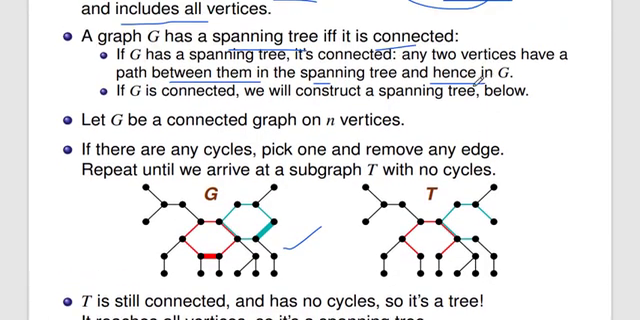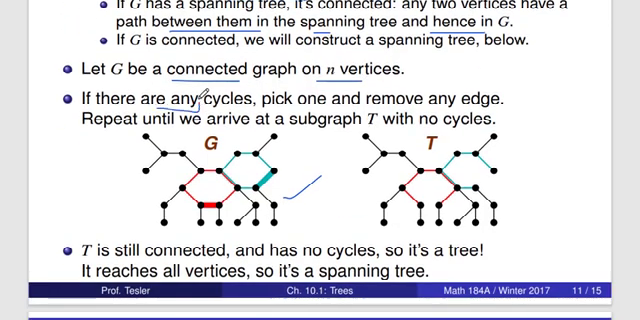Let's assume G is a connected graph of n vertices. If there is any cycle, here we have two cycles, red and blue, pick one and remove any edge. Pick one cycle and remove any edge. Repeat until we arrive at a subgraph T with no cycle. We have to transform this graph into a subgraph that has no cycles.